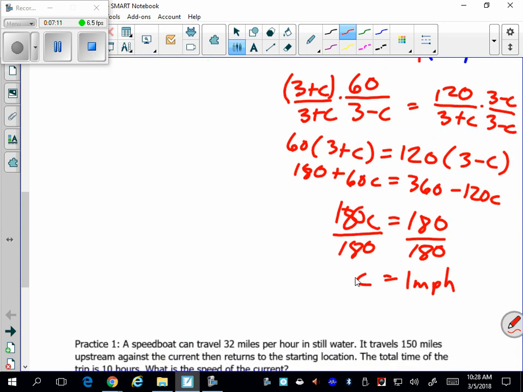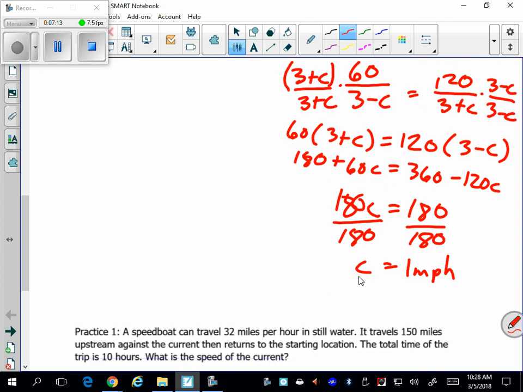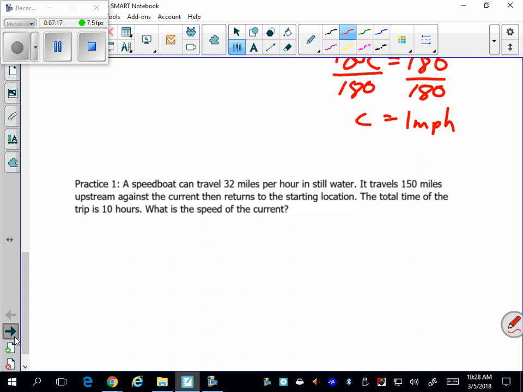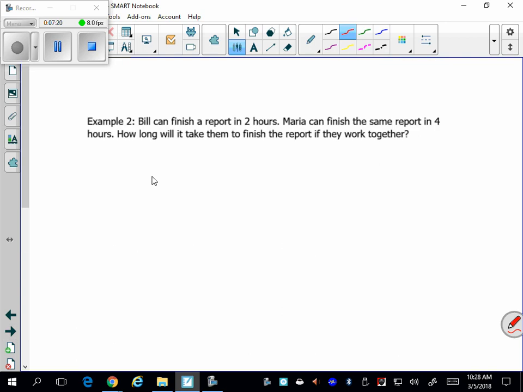Cool. Moving on to the second problem. So you got practice 1 there. We'll do that in class. Example 2. Just read it quickly. Bill can finish a report in 2 hours, and Maria can finish the same report in 4 hours. How long will it take them to finish the report if they work together?